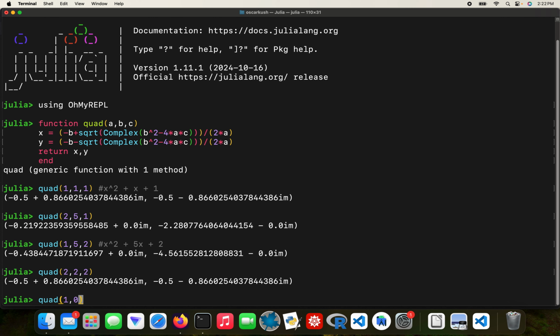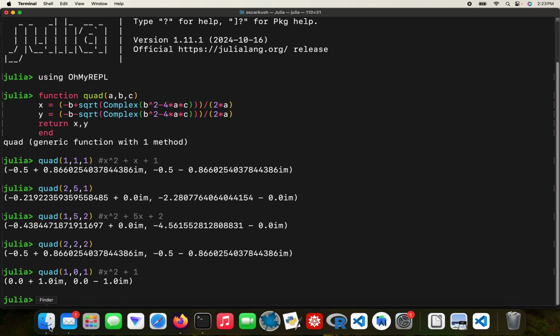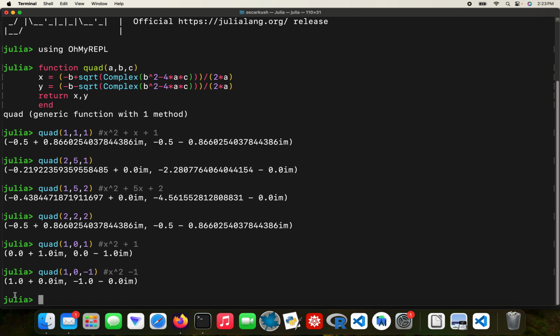So 1, 0, and then 1. That'll be x squared plus 1. So you get a negative 1 imaginary part and a positive imaginary part. Change it as well. So quad 1, 0, and then minus 1. That will be x squared minus 1. So a positive and negative 1. Yeah, it makes sense.